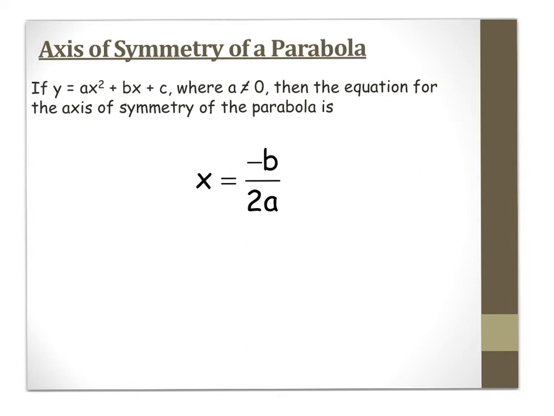So in this video we're going to algebraically find the axis of symmetry of a parabola, and you'll see here we have a definition. If we have the standard form of a quadratic, ax squared plus bx plus c, a can't equal 0. If it does, it's not a quadratic, it's a line, so a cannot equal 0. Then the equation for the axis of symmetry is this. This is generated using the quadratic formula.